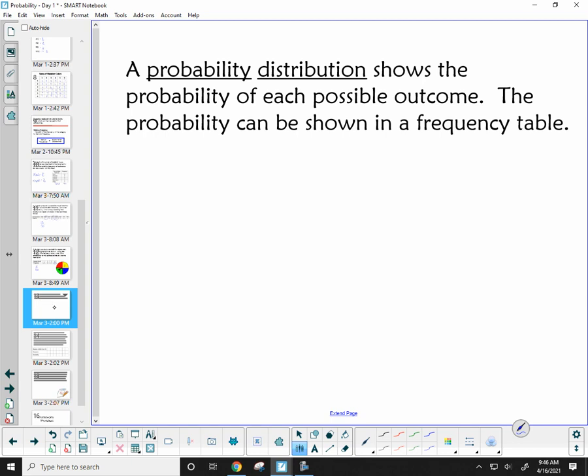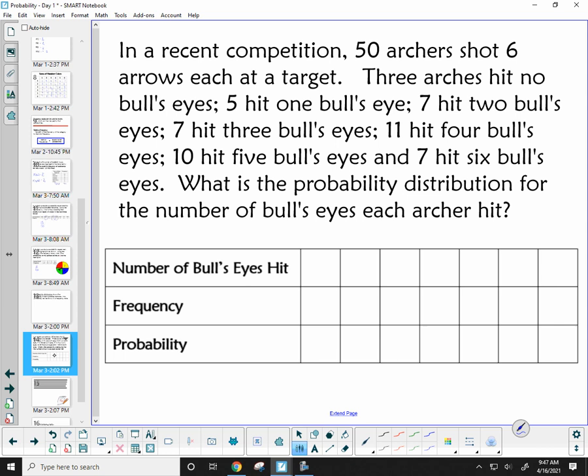All right, one last term then for you. A probability distribution just means we take that frequency distribution table and we put the probabilities right next to it. They keep coming up with all these fancy terms, but it's really the same thing we've been doing over and over again. So we're just putting the probabilities with that.